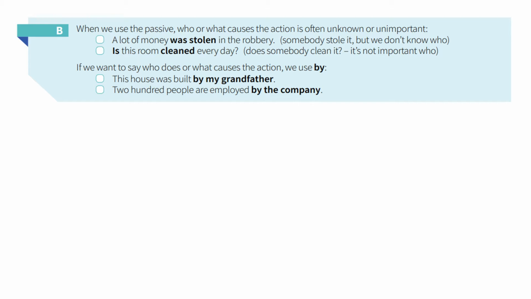When we use the passive, who or what causes the action is often unknown or unimportant. A lot of money was stolen in the robbery. Somebody stole it, but we don't know who did it. Is this room cleaned every day? Does somebody clean it? And it's not important who cleans it.